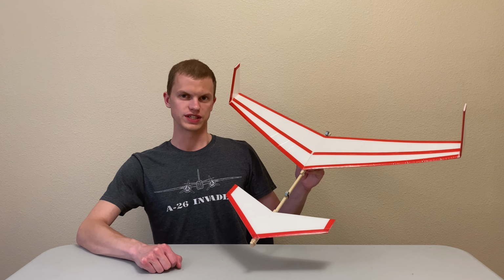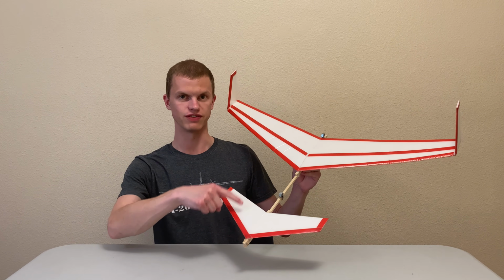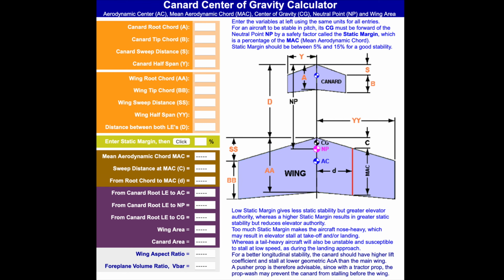You may have noticed that some planes have the horizontal stabilizer in the front instead of in the back. This is what's called a canard. I've put a link in the description to another version of the online calculator for planes with canards. Keep in mind though, these calculators only provide an estimate of where the center of gravity should be, so that you can get it in approximately the right location when you build your plane.